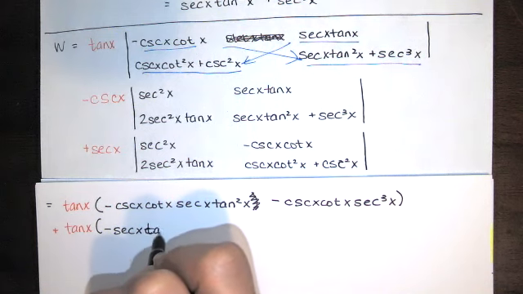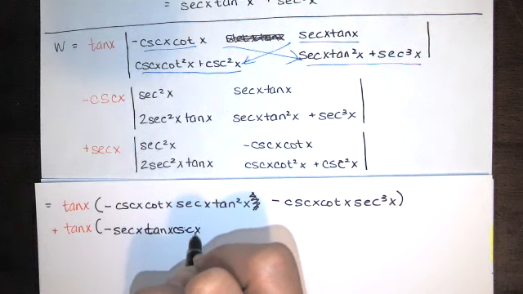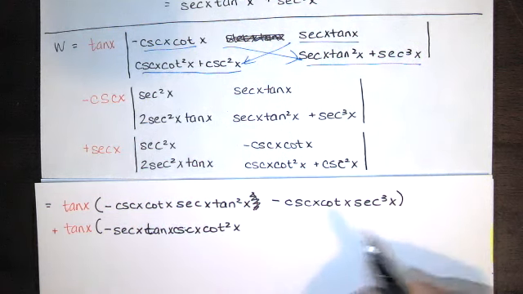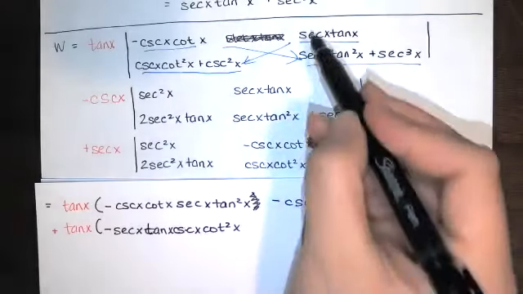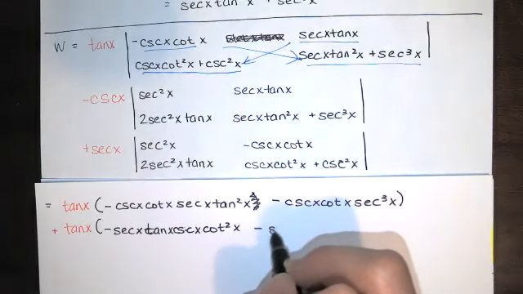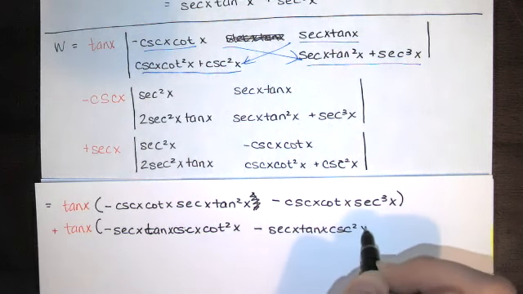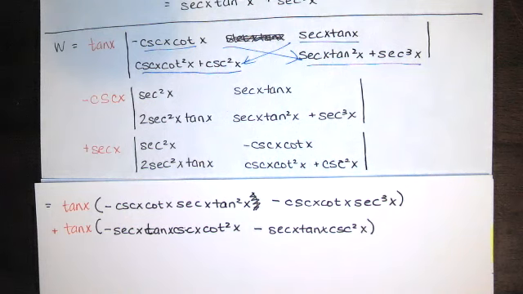So I've got secant of x, tangent of x, cosecant of x, cotangent squared x from that first term, and then this times this. It's going to be a minus because, again, we're subtracting negative secant of x, tangent of x, cosecant squared x. All right, that's the first part. Now, before we keep going, I'd like to simplify where I can.